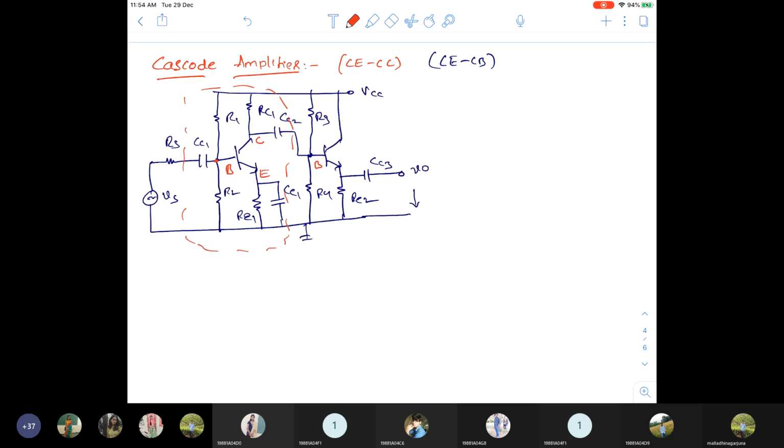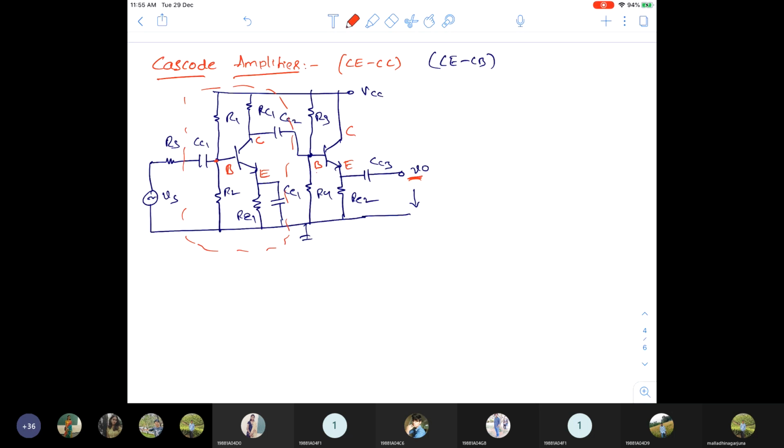This is the base terminal, this is the collector terminal and emitter terminal. In the second stage, input is applied to the base and output is taken across the emitter, V0 across the emitter, whereas the collector is connected to ground. Of course it is connected to VCC, but when doing AC analysis, VCC also will be connected to the ground. So the second stage is the CC configuration and the first stage is the CE configuration.